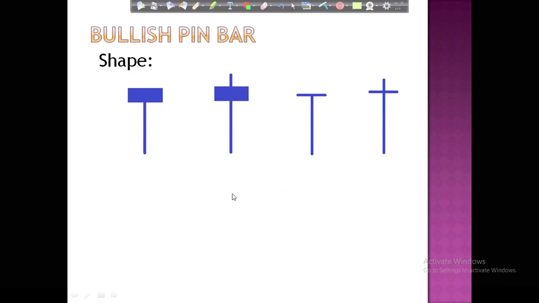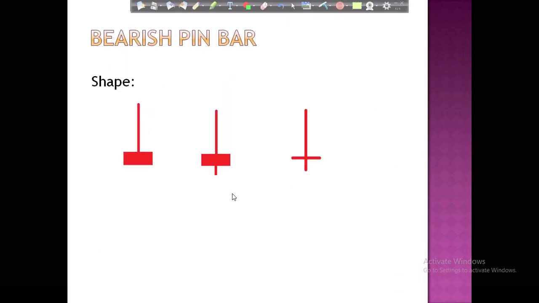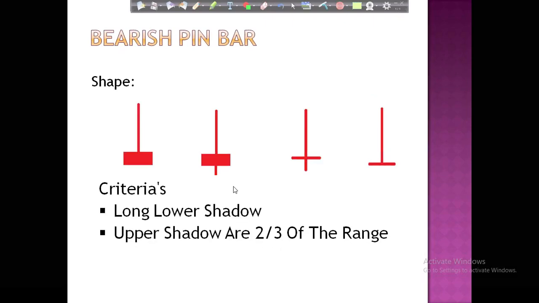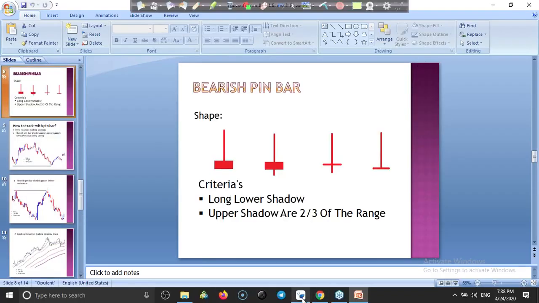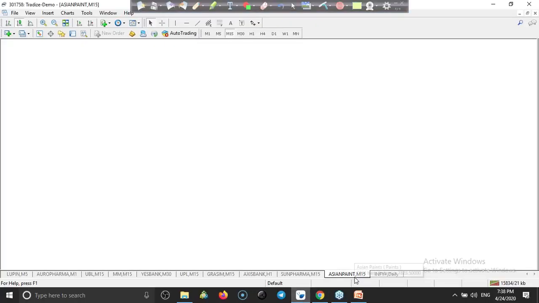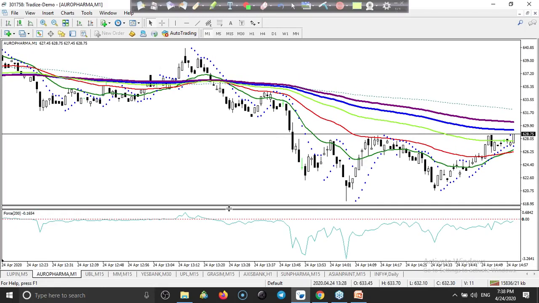So one by one I will explain the criteria again. No need to read. Let's jump to the real chart, today's trade. So here. Let's see. Is it visible? This is all right.